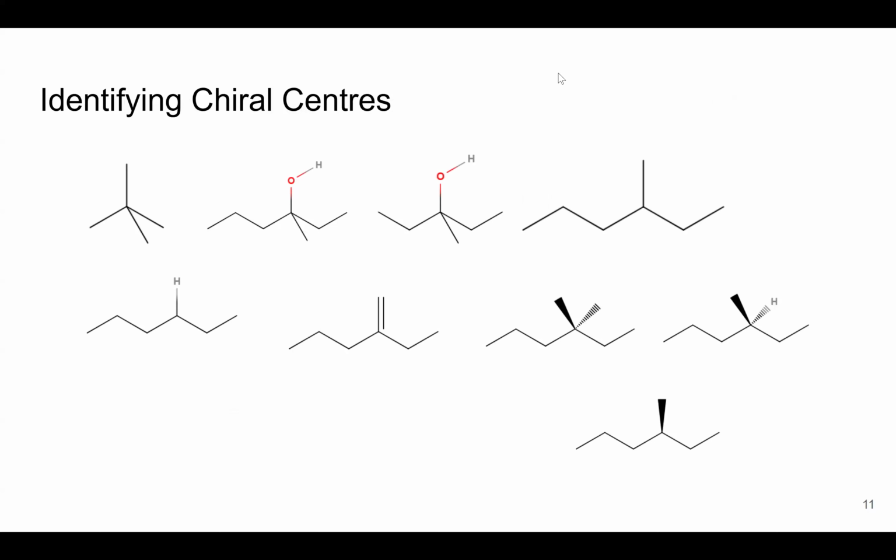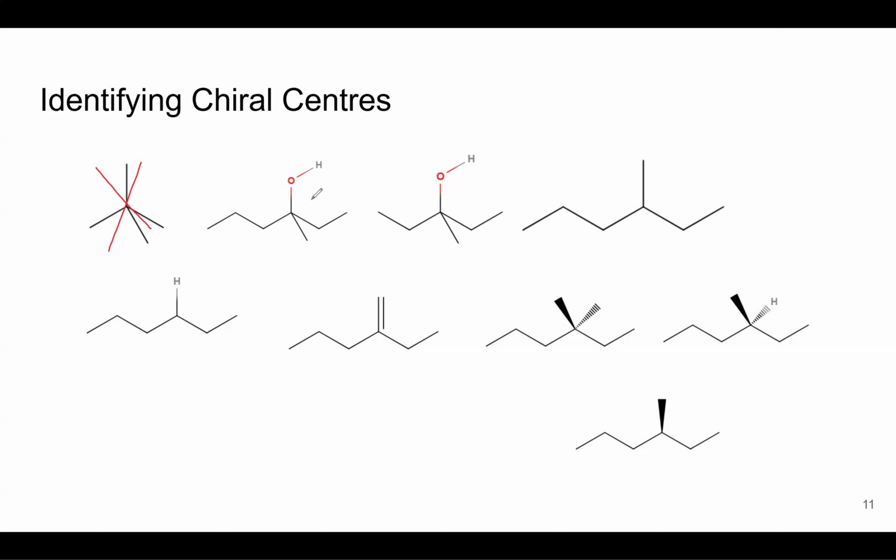Okay, so let's do an easy exercise now, which is identifying chiral centers. Remember, the chiral carbon must be attached to four different groups. Is this compound chiral? No. Does it have a chiral center? Also no, because this carbon is attached to four methyl groups. Similarly, this terminal carbon is attached to three hydrogens, which are the same. So this compound is not chiral and it doesn't have a chiral center.